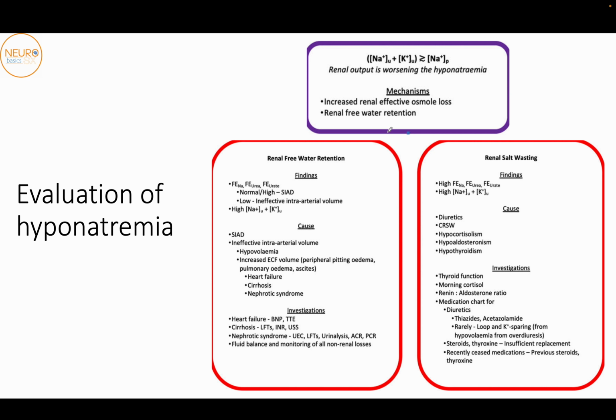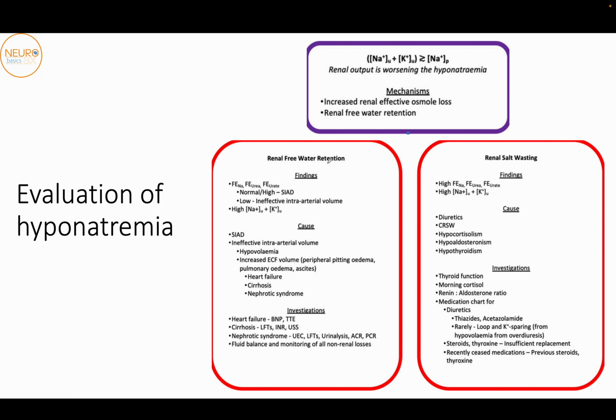And in a patient who has hyponatremia, if the kidney is retaining free water, that means that the problem is with the kidney, right? So in that case, the renal output is actually worsening the hyponatremia. Now, there are two different ways that this could happen. It's either because the kidney is retaining free water or the kidney is wasting salt, right? So as we saw in a patient where the kidney is retaining free water, your Fe sodium is going to be normal to high, right?